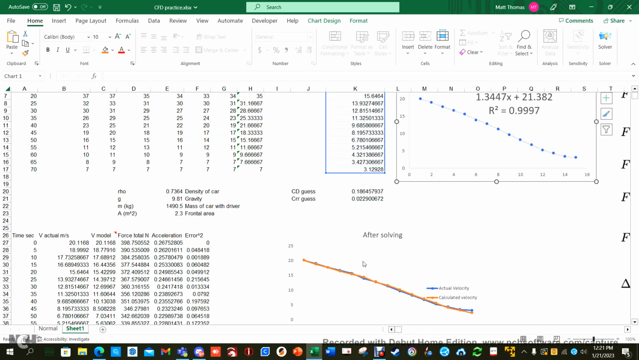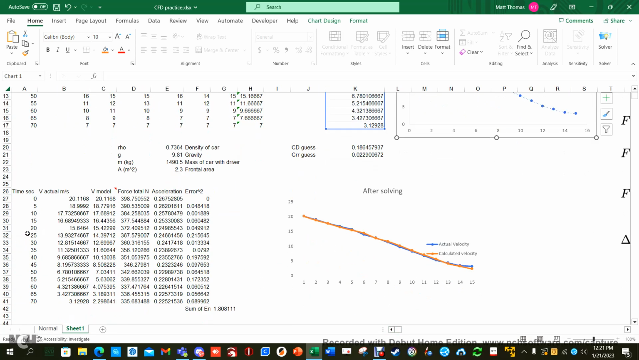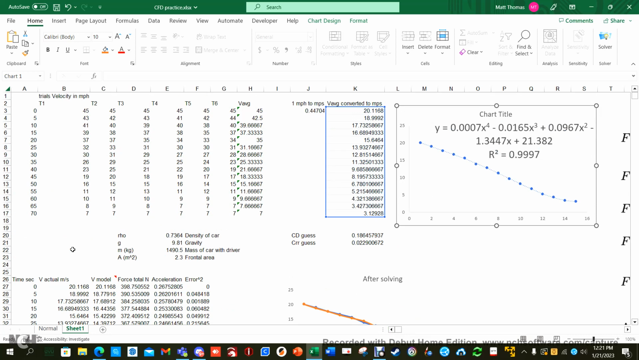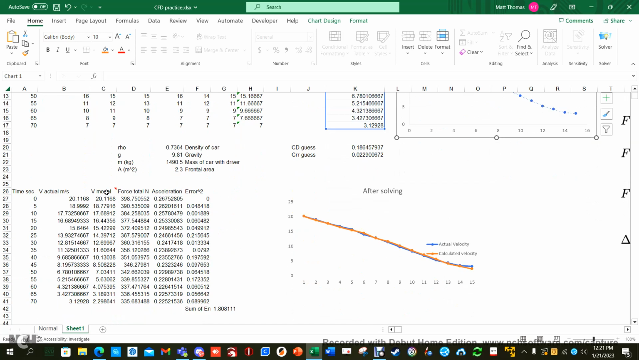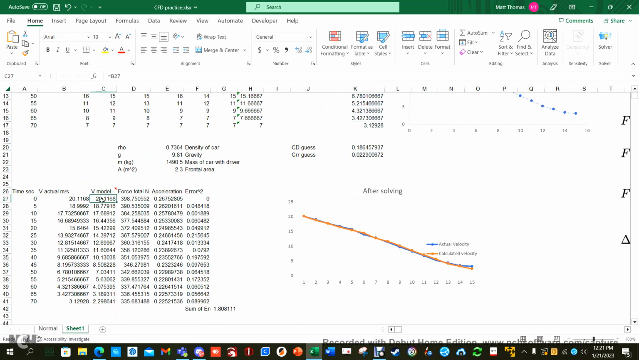So over here we have our time in seconds. Our actual velocity, this right here, meters per second, is nothing but, sorry, it's the average of the actual. It's the same data as this. So now the model. Okay, so if I click, let's read this little note.